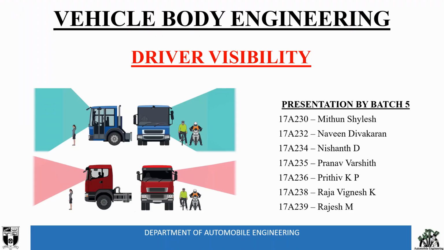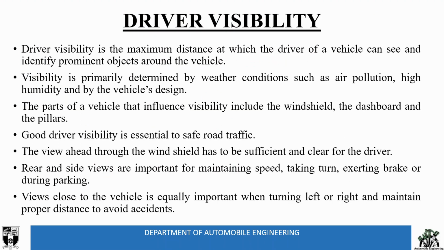Thank you. Our topic is driver visibility. Driver visibility is the maximum distance at which the driver of a vehicle can see and identify prominent objects around the vehicle. Driver visibility is primarily determined by weather conditions such as air pollution and high humidity, and by the vehicle's design. The parts of a vehicle that mainly influence driver visibility are the windshield, dashboard, and the pillars. The rear and side views are very important for maintaining speed while taking turns, during brake exertion, and also during parking. The views close to the vehicle are very important when taking left or right turns and also to maintain proper distance to avoid accidents.